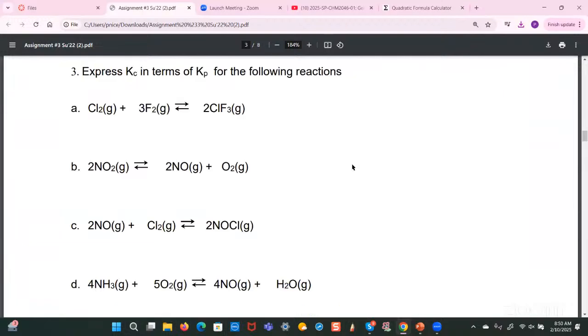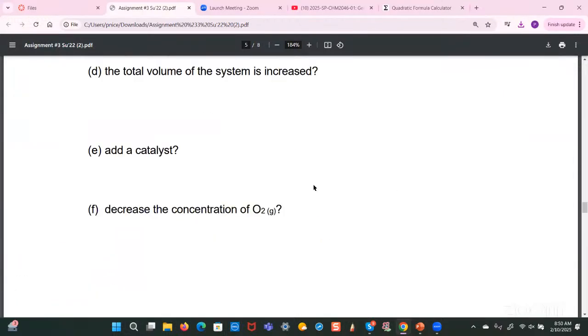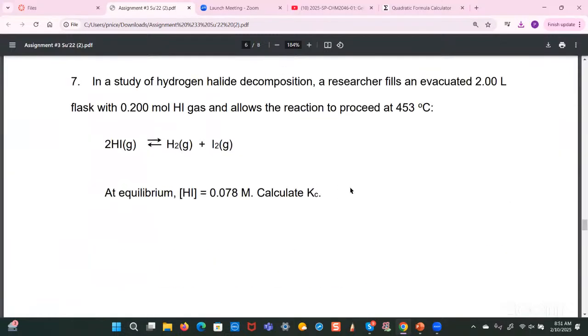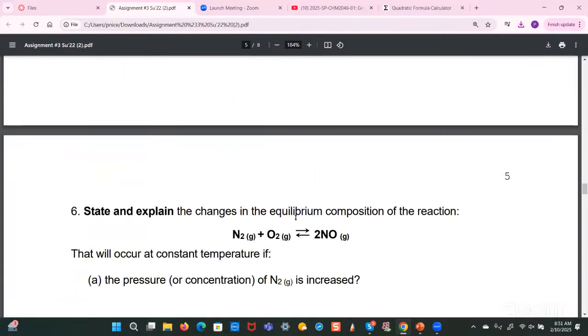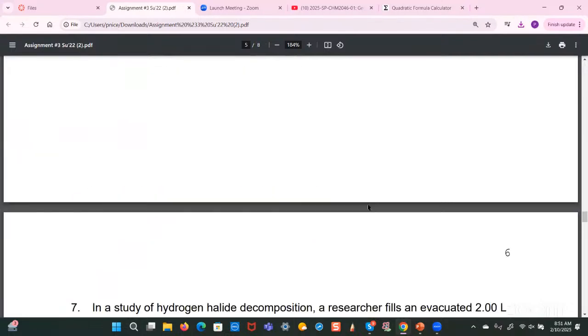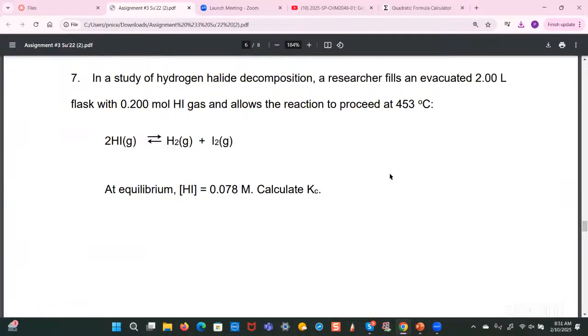Okay, so now, based on what we have covered, we should be able to do the rest of this assignment. If I remember correctly, we completed 6, right? Did we? Okay, good. So we're going to move on to 7. Now, based on what we have done, you should be able to do this one.